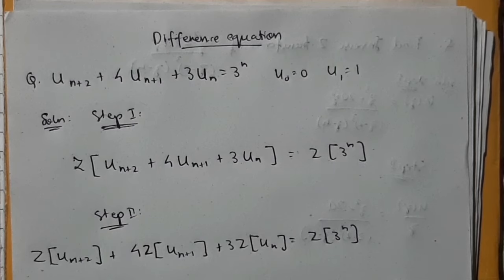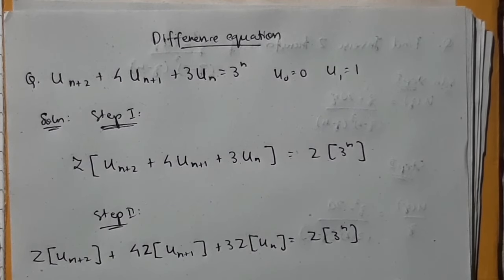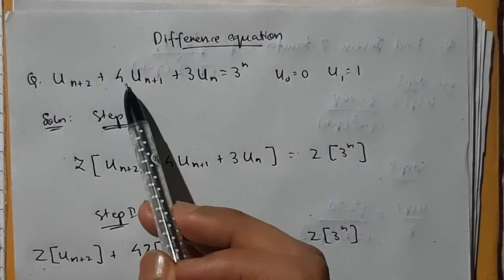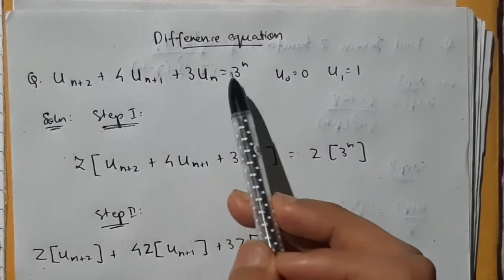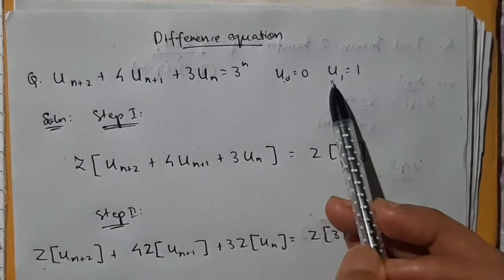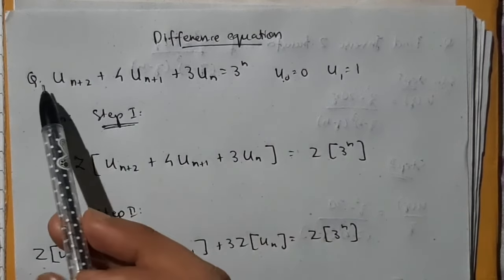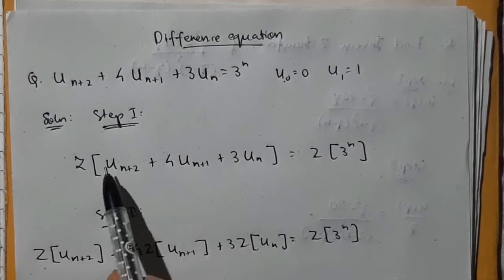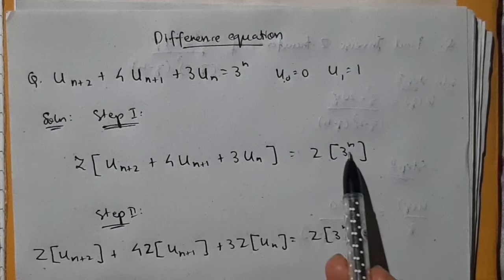Z transform's last topic is difference equation, and in this they will give the question like this: u n plus 2 plus 4 u n plus 1 plus 3 u n is equal to 3 raised to n, and they will give values for u0 and u1. Okay, step 1, what you need to do, take z transform on both the sides. Write like this: z of this is equal to z of this.